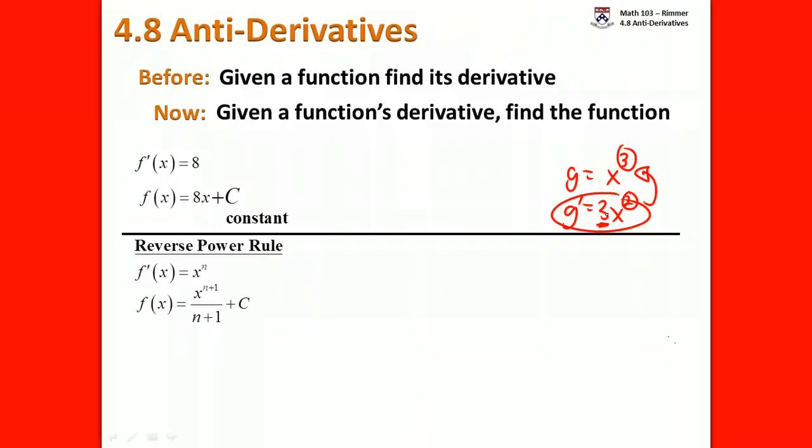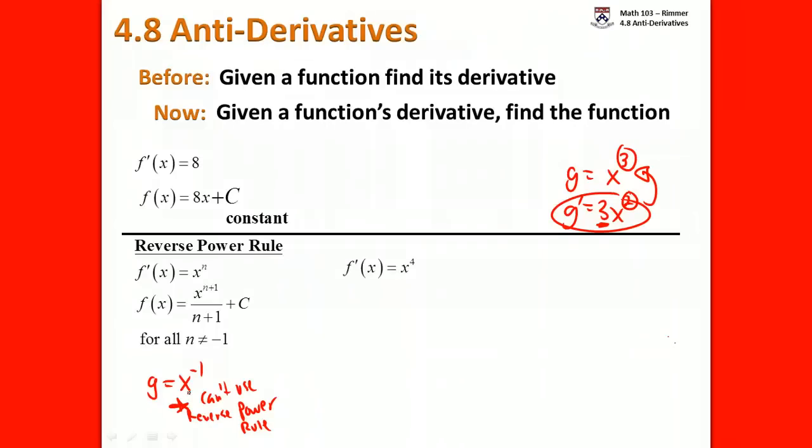This is all good and dandy as long as n is not -1, because you'll be dividing by 0. So this works for everything except when you have x to the -1. If your function is x to the -1, you can't use this reverse power rule, because you'll be dividing by 0. We'll come back to x to the -1. We know how to take the antiderivative of that. We just have to remember. But for now, as it stands, we just can't do it, not with this reverse power rule.